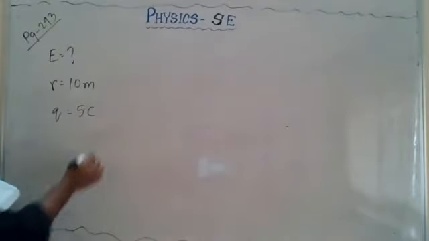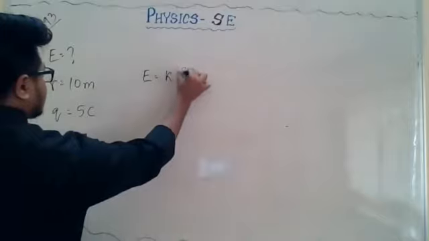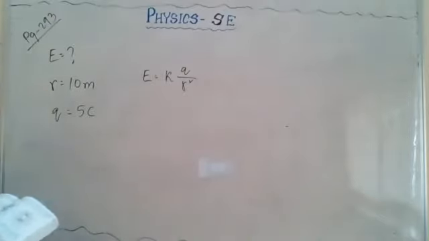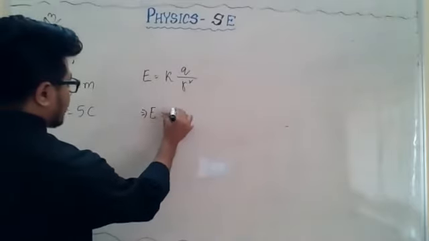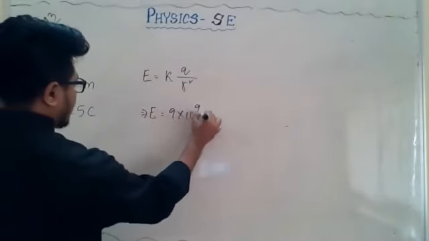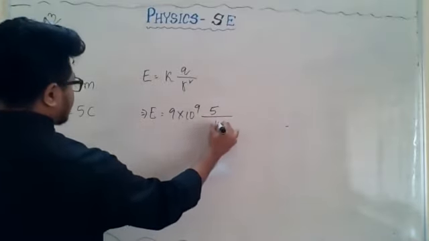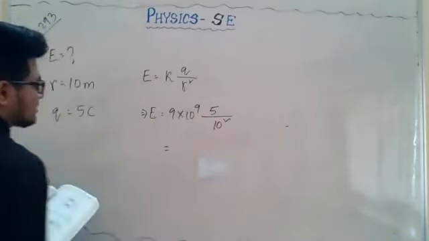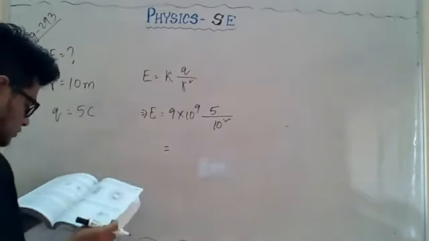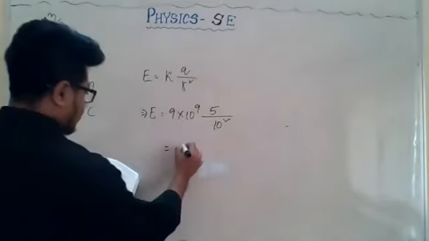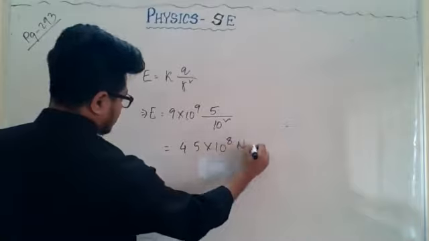So we know how to calculate this one. E is equal to K Q divided by R square. We already developed this formula. So E is equal to K, which is 9 into 10 to the power 9, Q is 5 and R is 10. From here, I think it is very easy to calculate. I will just take the answer from the book. It will be 4.5 into 10 to the power 8 Newton per coulomb.